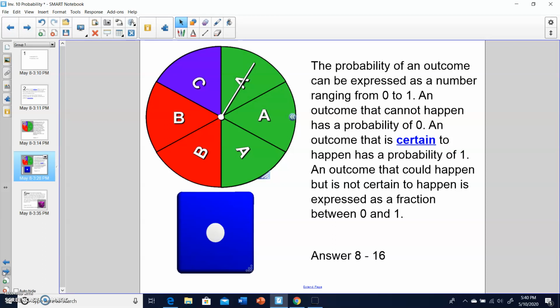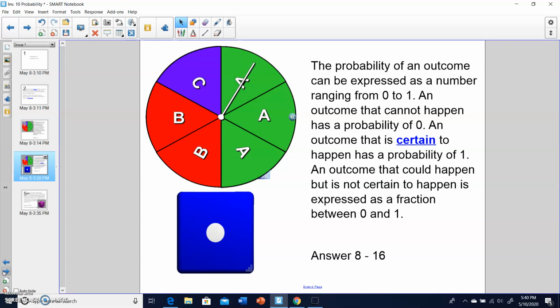Okay, the probability of an outcome can be expressed as a number ranging from 0 to 1. An outcome that cannot happen has a probability of 0. So if I said, what is the probability of spinning a letter D? Well, that would be 0 because D is not a choice on the spinner. An outcome that is certain to happen has a probability of 1. So it is certain that I'm going to land on the letters A, B, or C. It's certain because those are the only choices I have.